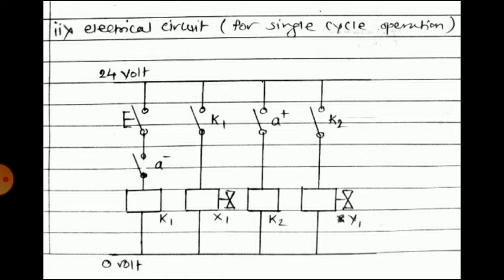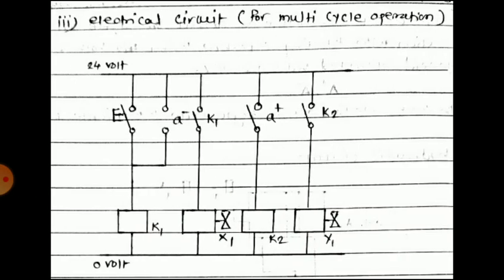So that is for single cycle operation. Now for multiple cycle operation, for repeated cycles, that A minus switch is connected in parallel in the circuit between 24 volt and the 0 volt. So at the end of the return stroke, A minus will be activated directly without pressing the push button, and the cycle repeats.